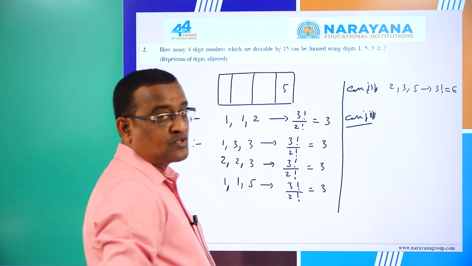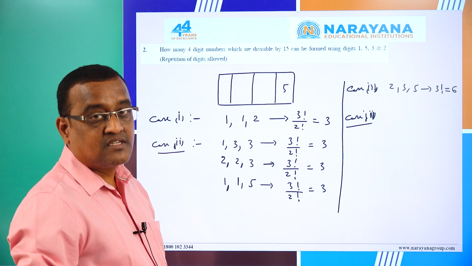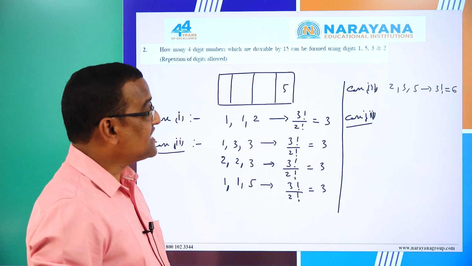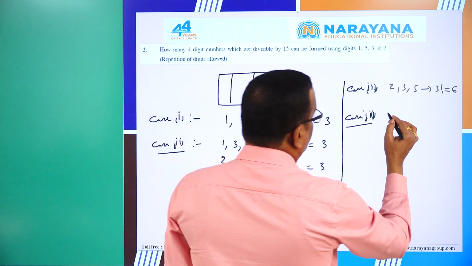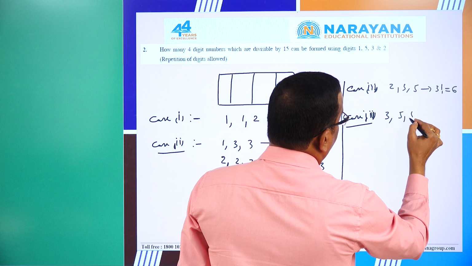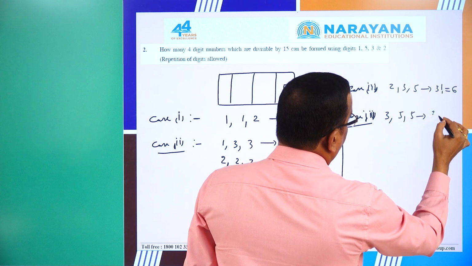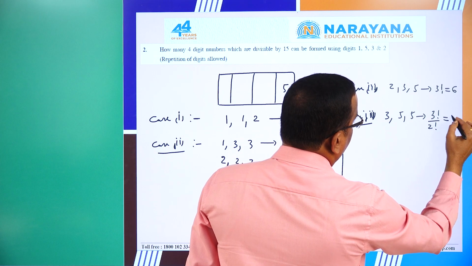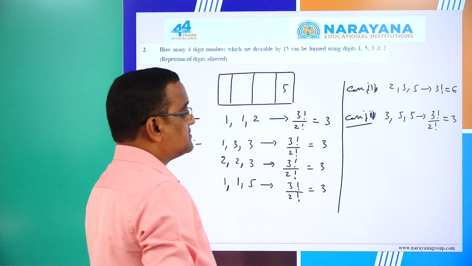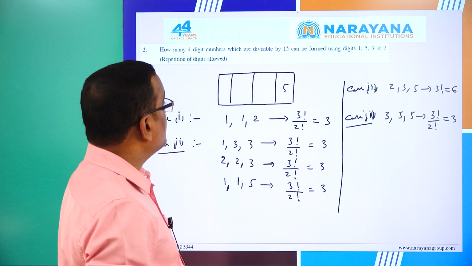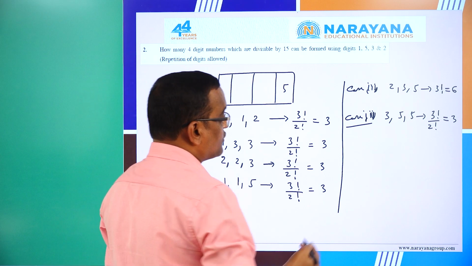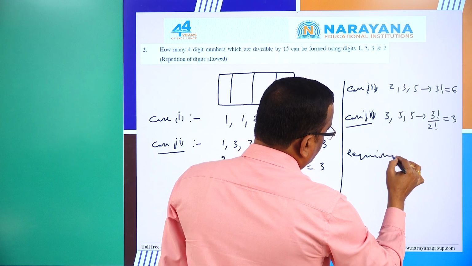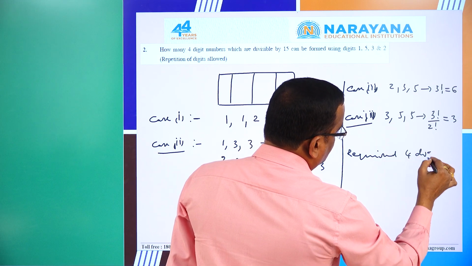Sum 18, so the first 3 places are filled using 1, 2, 3, 5 so that the sum is 13, that is 3, 5, 5. This we can interchange in 3 factorial by 2 factorial ways, that is 3. Now the total number of required 4 digit numbers.